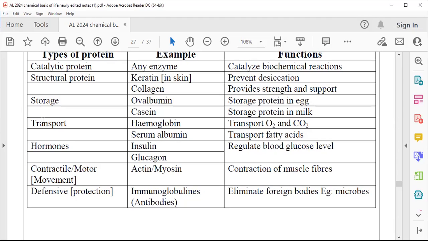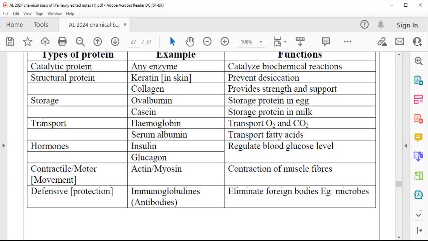What are the functions? Number one, catalytic function, catalyzing metabolic reactions. Second function, structural function. Structural protein means making structures. Third one, storage function. That means protein can be stored in a place.